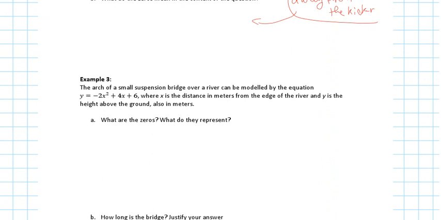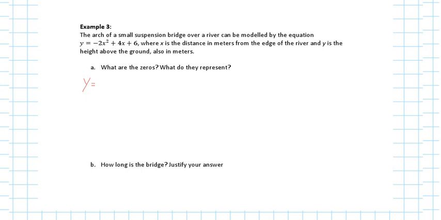The height above the ground is also in meters. What are the zeros and what do they represent? Again, I would probably be asking you when, or at what distance, is the bridge hitting the ground, or touching the ground. So what are the zeros? We know that for the zeros, I have to put it in factor form. So I have to factor first, and my factor is going to be negative 2. That's my greatest common factor. x squared minus 2x minus 3.